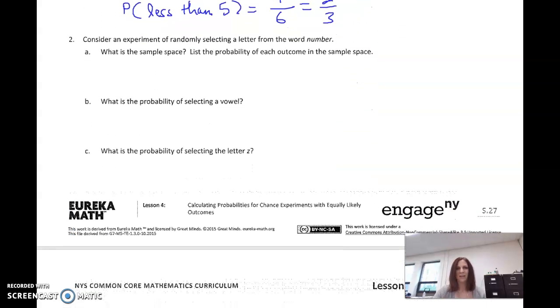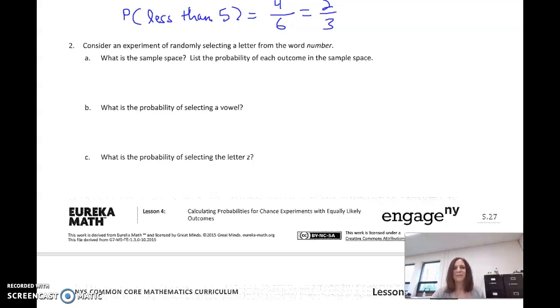More examples. Consider the experiment of randomly selecting a letter from the word number. What is the sample space? No problem. Let's write out the word number. N, U, M, B, E, R. Now you'll notice in this one I didn't skip any letters because there's no letters being repeated. There's no 2 U's or 2 B's or anything. So if there was another B, I wouldn't write the second B.